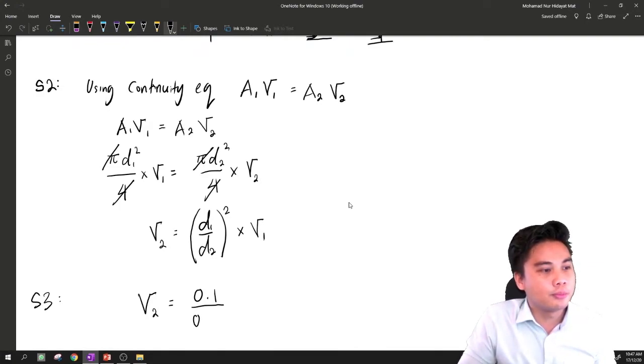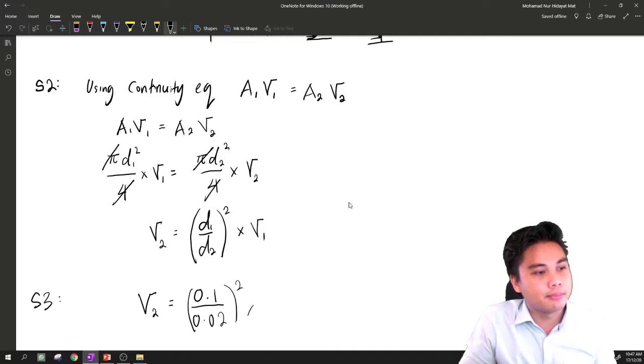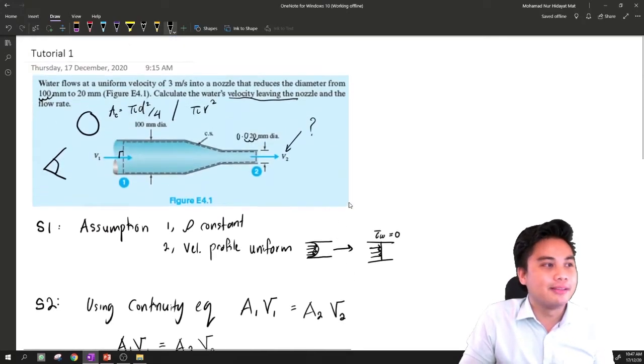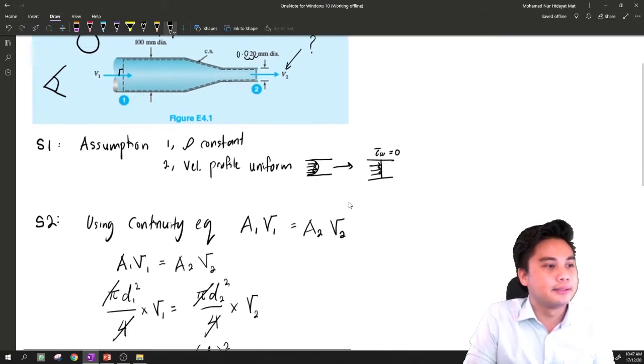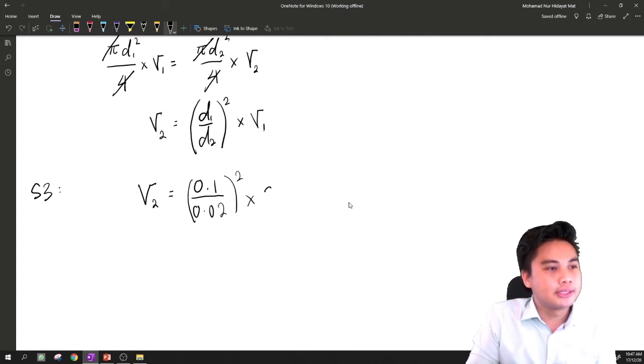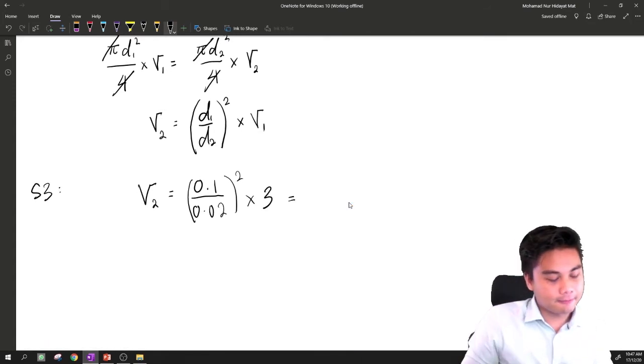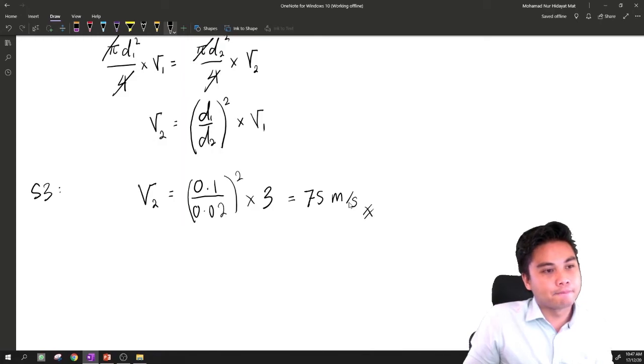So 0.1 over 0.02, in brackets squared, multiplied with the average velocity at point 1. Given here is 3 meters per second. So just using your calculator, the final answer is 75 meters per second.